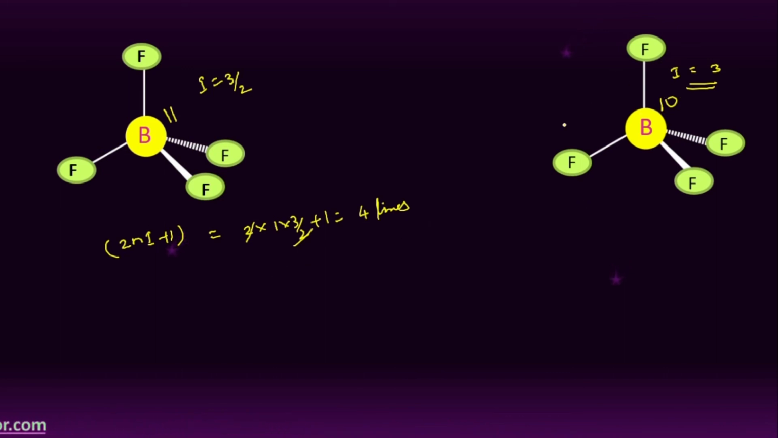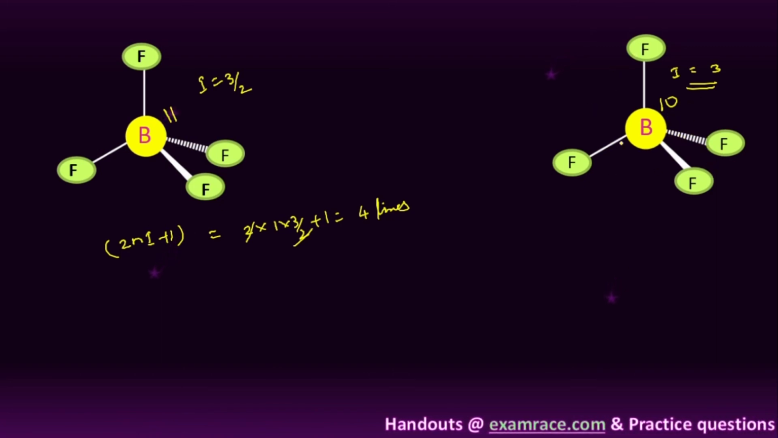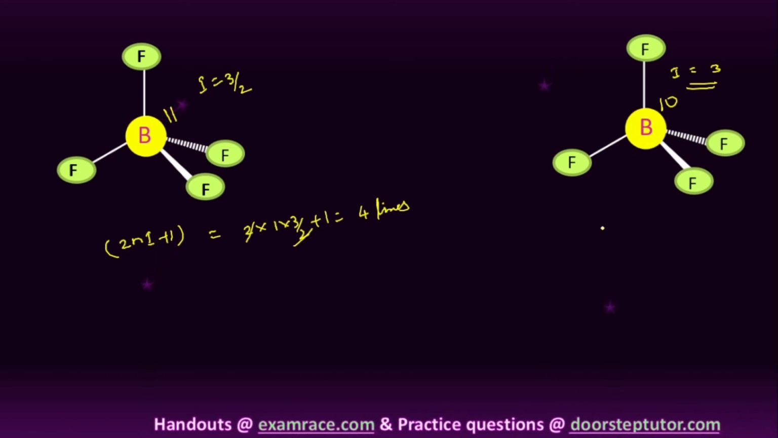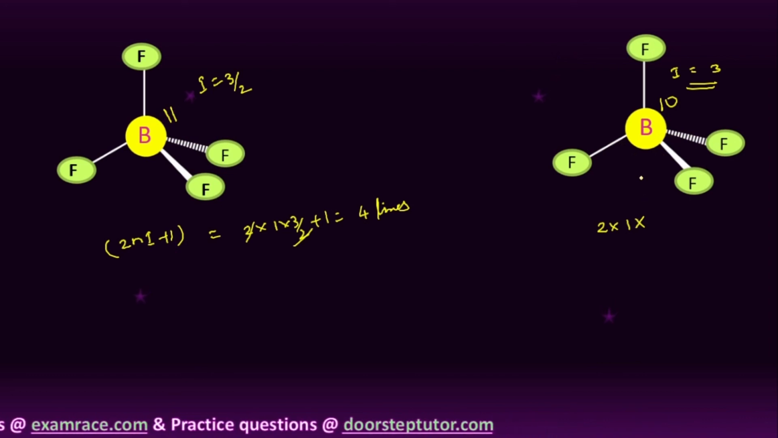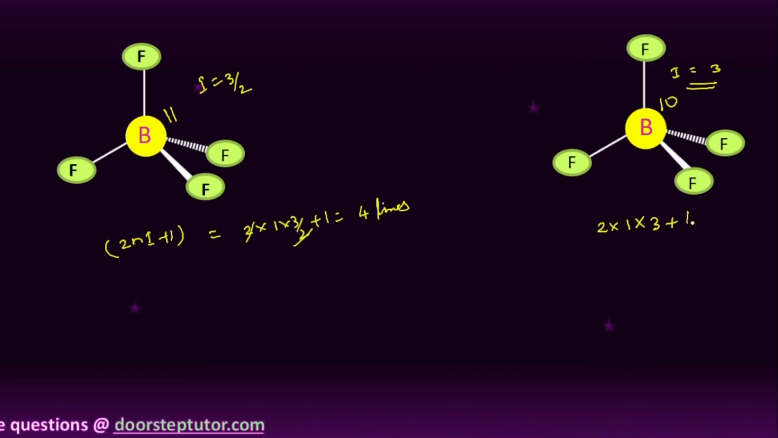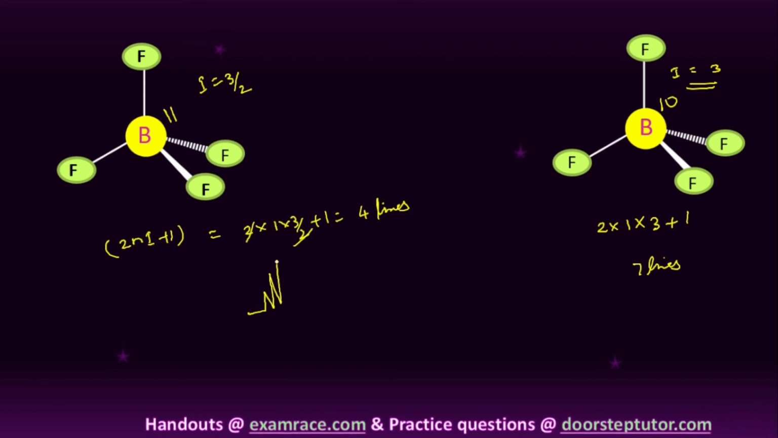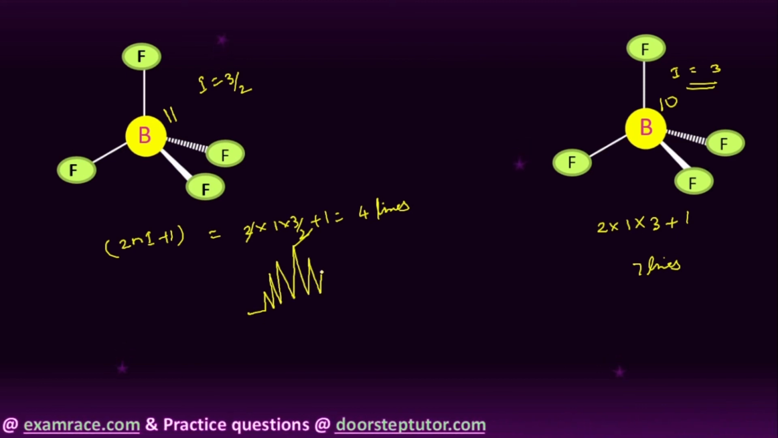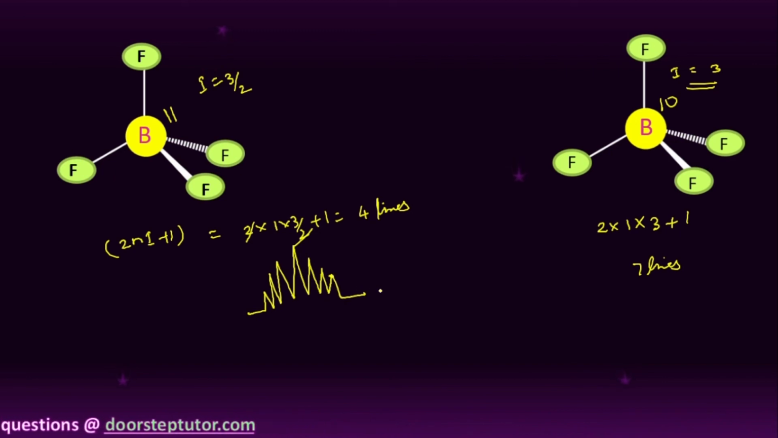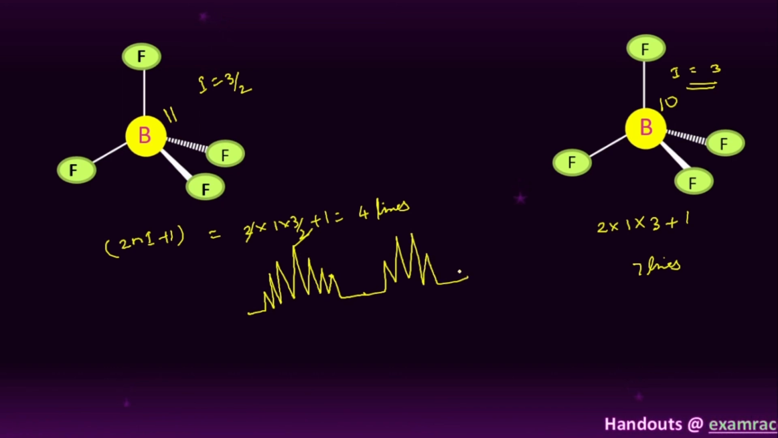Here you can see, all these fluorine atoms are chemically equivalent. These 4 chemically equivalent fluorine atoms are coupled with the boron 10 isotope. We have only one boron atom, but the I value is 3, so 2 into 3 plus 1 gives 7 lines in the NMR spectroscopy. This is an isotopic shift. So there is a heptet and a quartet in the NMR spectrum of the BF4 minus molecule.